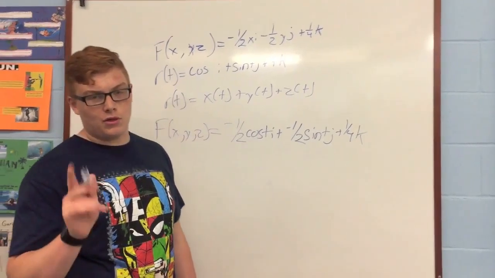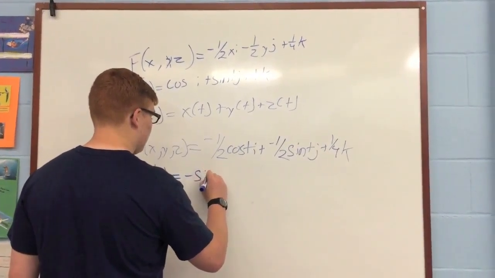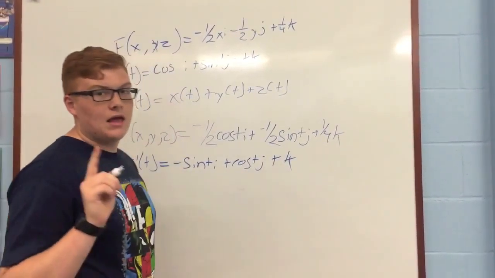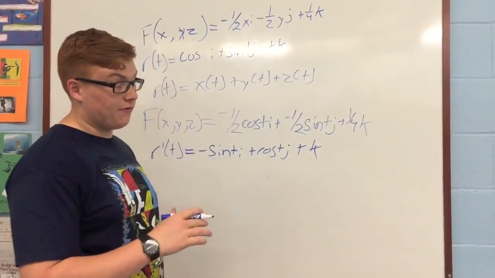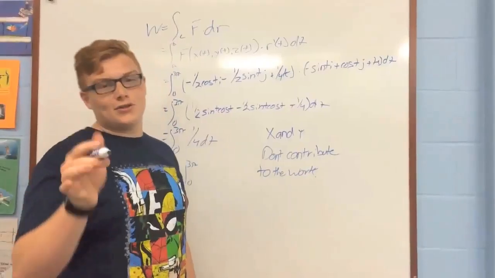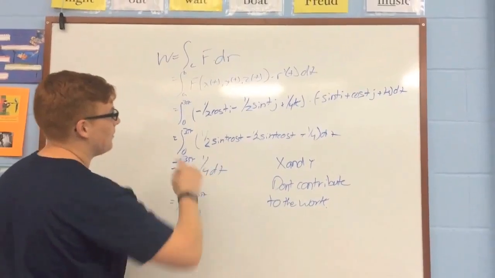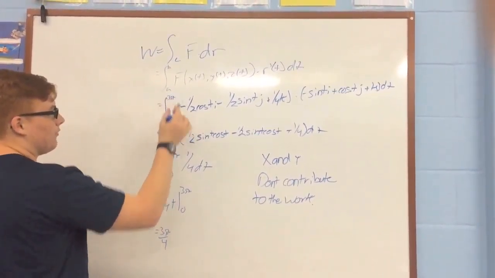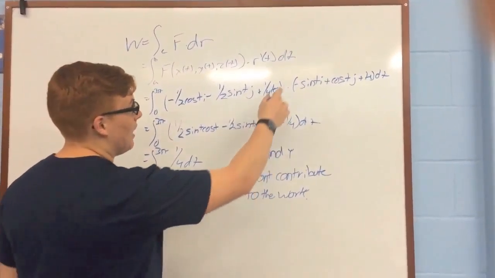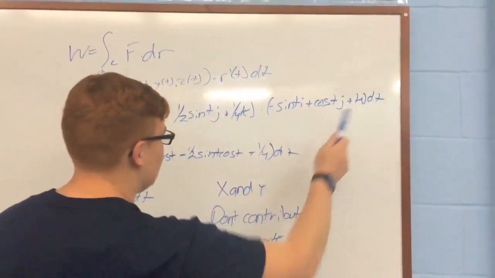And finally, before we find what the work really is, we have to remember that r prime of t is equal to -sine t i plus cosine t j plus k. Then we can finally use the line integral formula we used before to find the work done by the force field on the particle along the curve C. So now let's go through the work. So the work is, again, defined along the curve C of F dot dr. When we plug everything in, we get the integral from 0 to 3 pi of (-1/2 cosine t i minus 1/2 sine t j plus 1/4 k) dot r prime, which was defined as (-sine t i plus cosine t j plus k) dt.